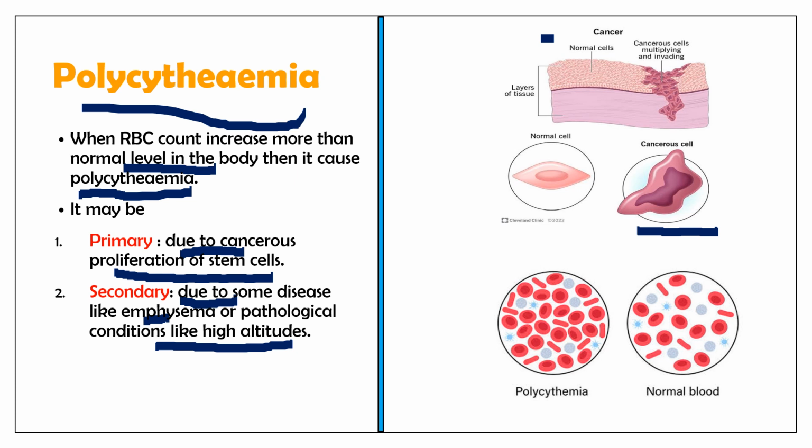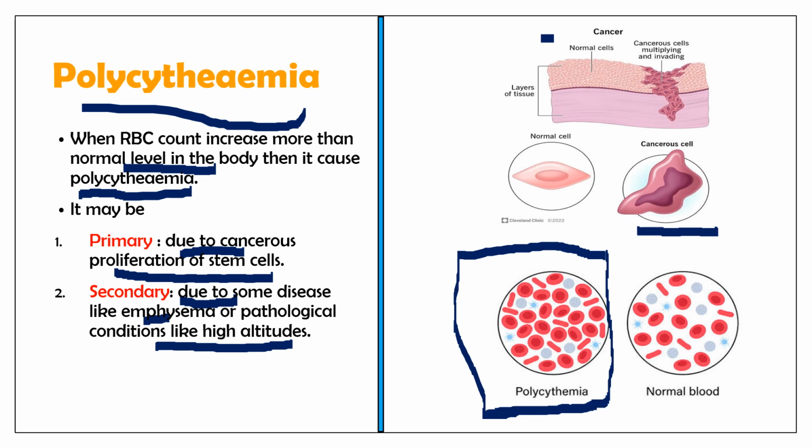Let's just see this image. The polycythemic patient has more RBCs than the normal level. As we know, we want an adequate number of RBCs in the body. So if there is a low RBC count or a high RBC count, both are really injurious to our health.